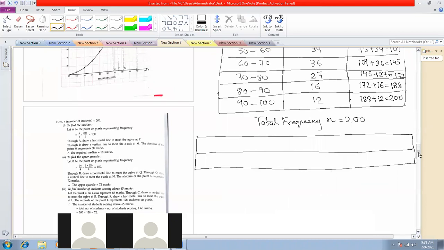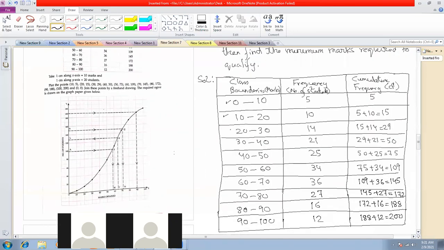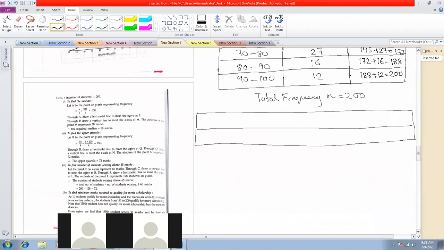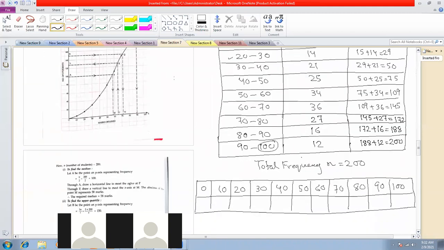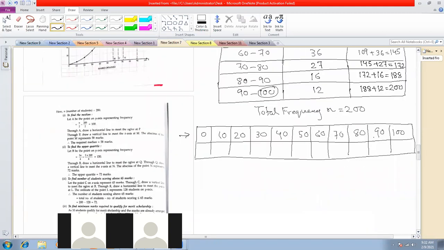Let's see. First of all, we'll start with 0, then 10, 20. So this is your x coordinate: 0, 10, 20, 30, 40, 50, 60, 70, 80, 90, and 100, because the maximum is 100. So we have your marks from 0 to 100 here. That is why my x coordinates run from 0 to 100.